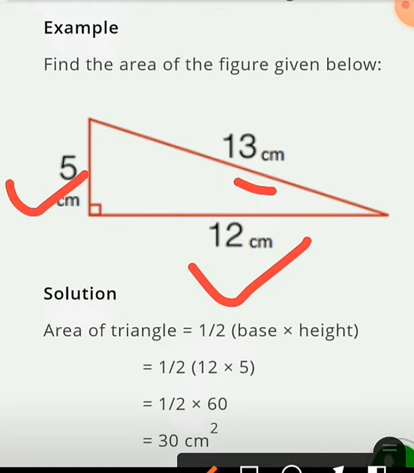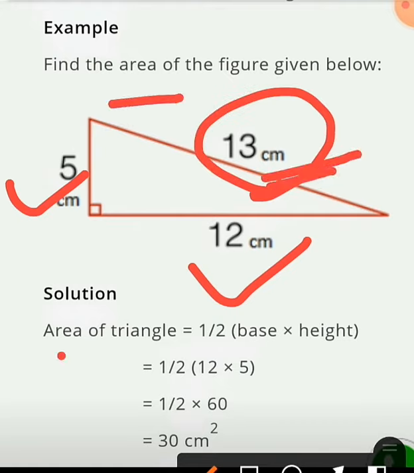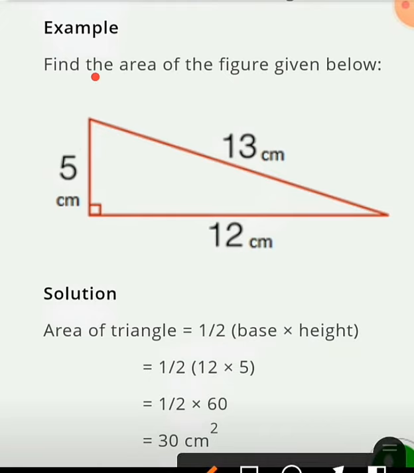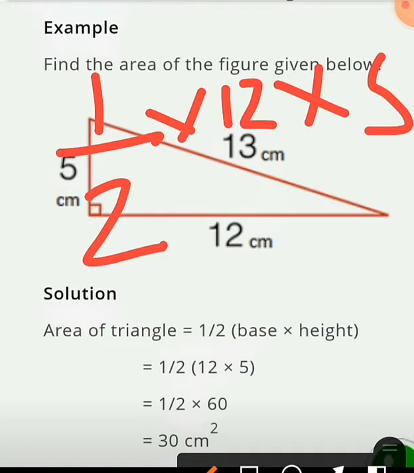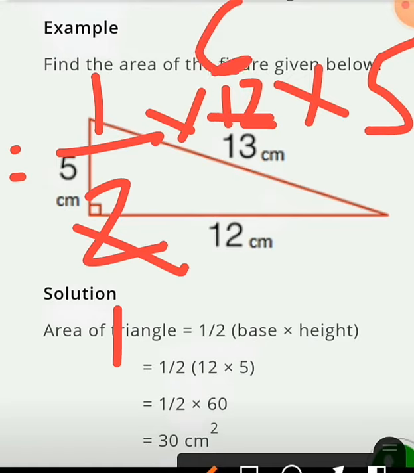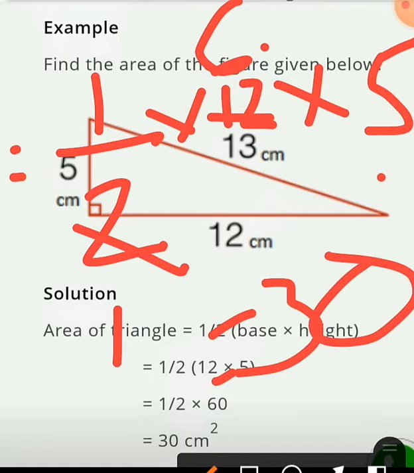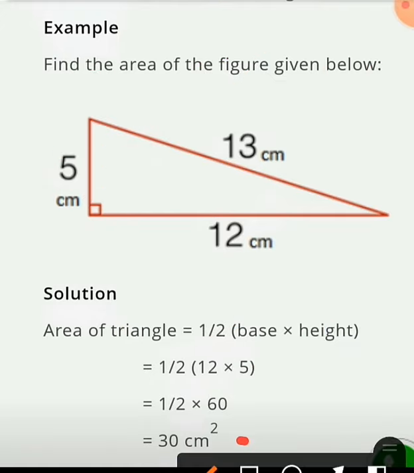This is additional information given to us. This is not needed for finding area. So area of triangle is half base into height, means half into 12 into 5. Now just like simple calculation, we will do half into 12 into 5. So 12 and this 2 can be cancelled. You can do cancellation. So 2 ones are, and here 2 sixes are 12. Now 6 into 5 is left. So 6 fives are 30. So 30 is your answer. So 30 centimeter square will be your final answer.